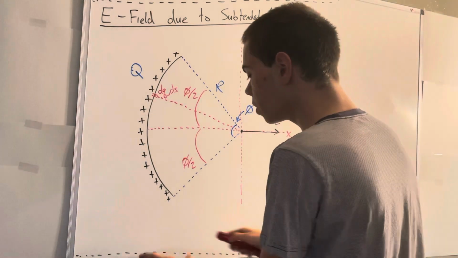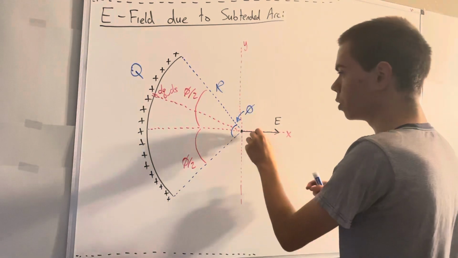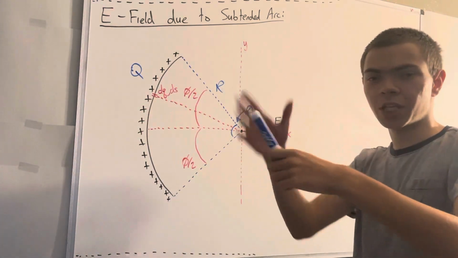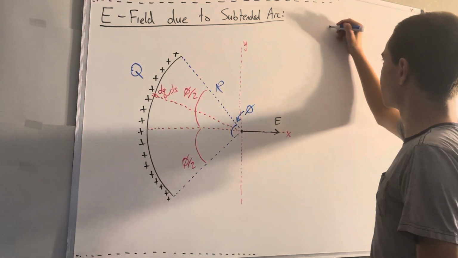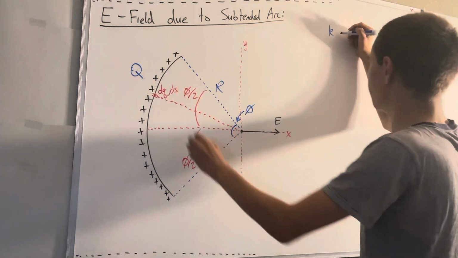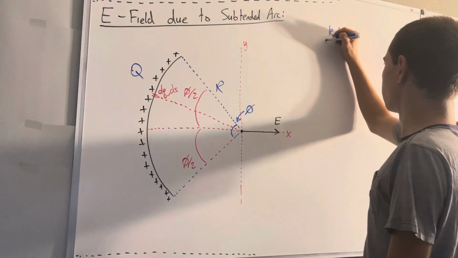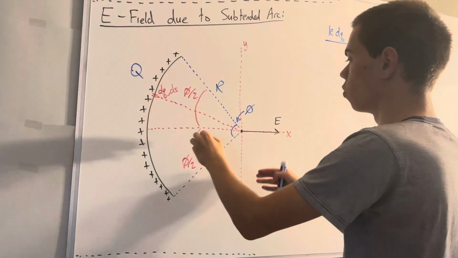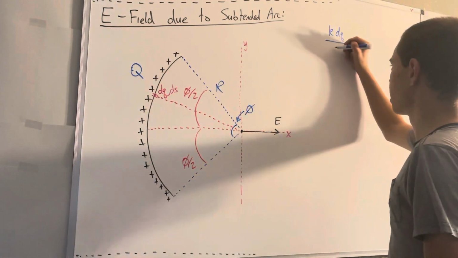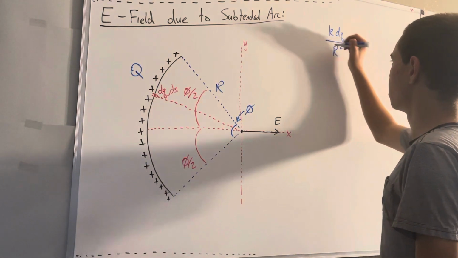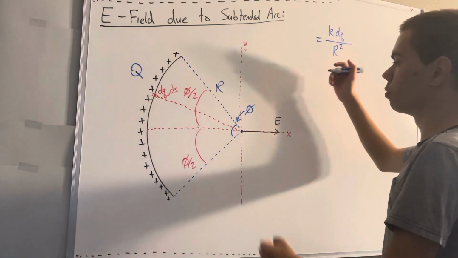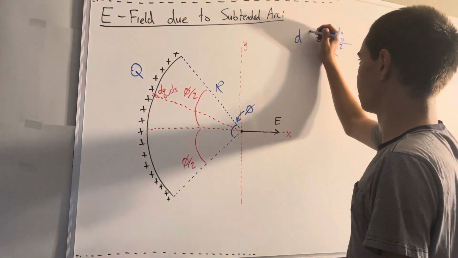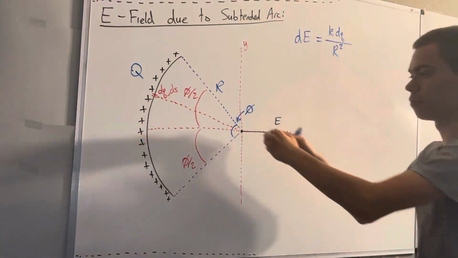If we wanted to find the electric field due to this point charge, we know the electric field due to a point charge is just kq over r squared. So really it's just k dq divided by r squared, where the distance to that point charge, in this case, is the radius of our arc, so capital R squared. This right here would be the electric field due to our point charge. We'll call that dE.